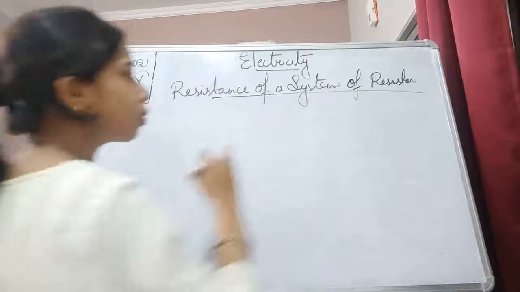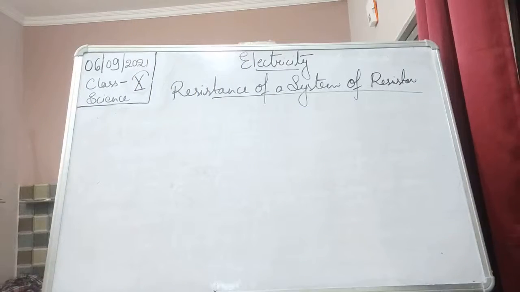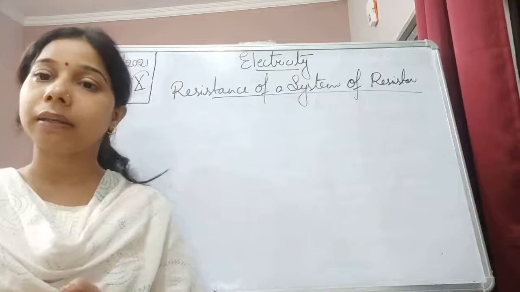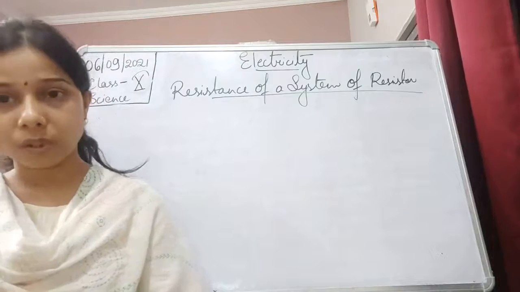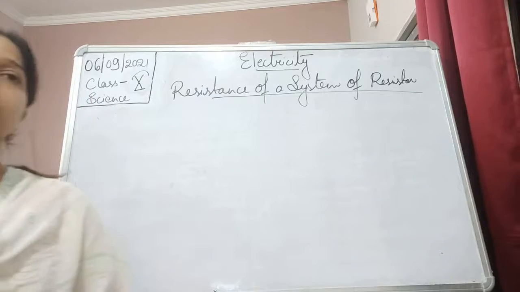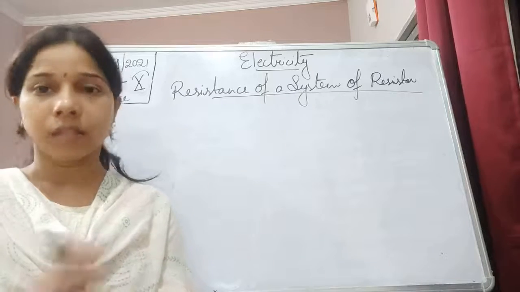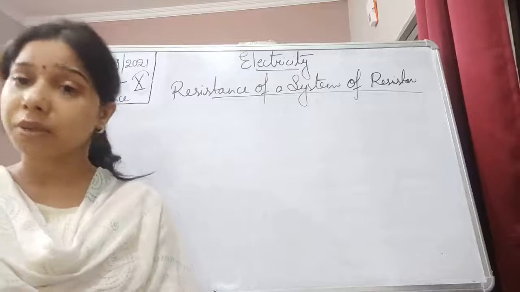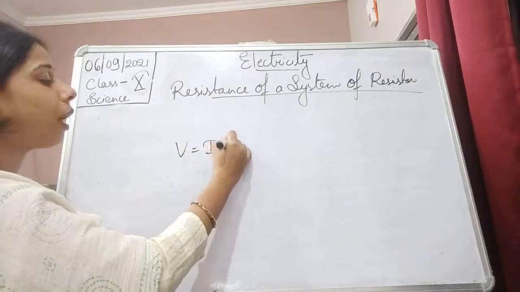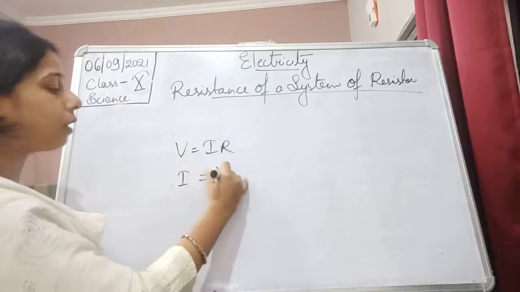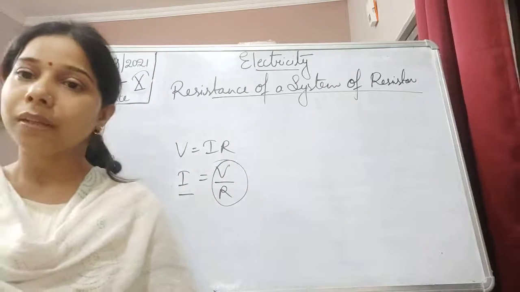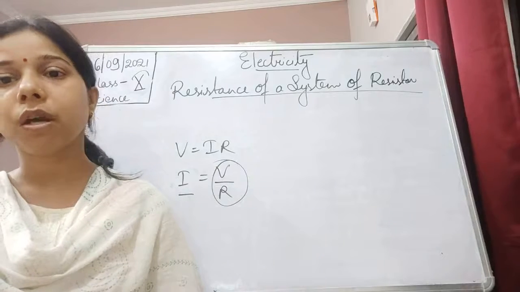We have understood that in an electric circuit, the current moving through a conductor depends upon the voltage, the potential difference across it, as well as the resistance. Because we know that V is equal to IR, simply I is equal to V upon R. So the current depends on both the voltage as well as the resistance.